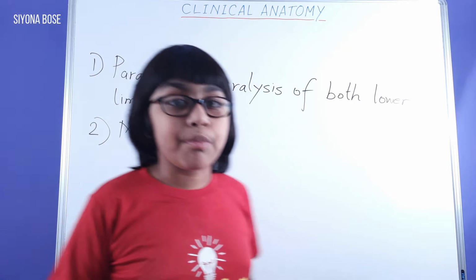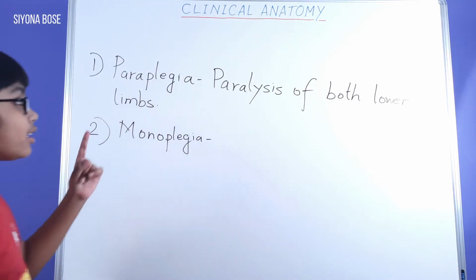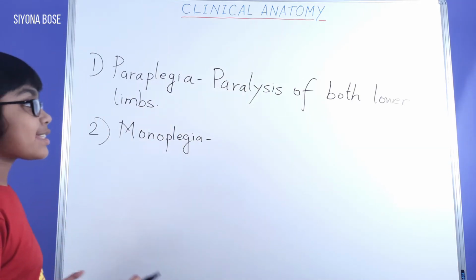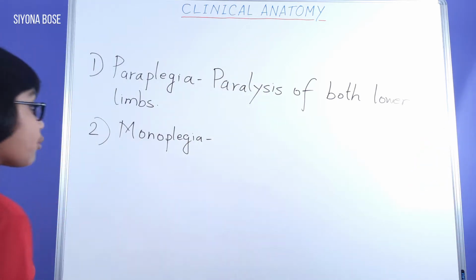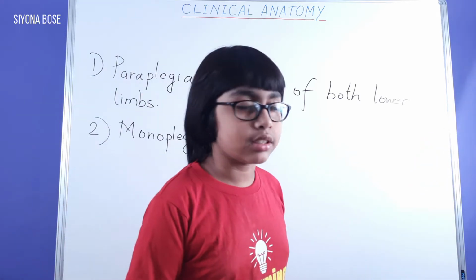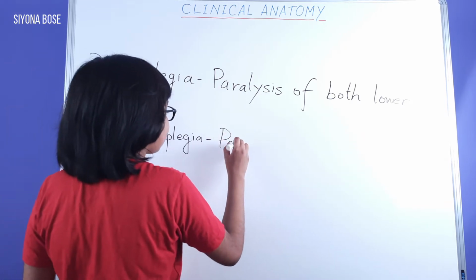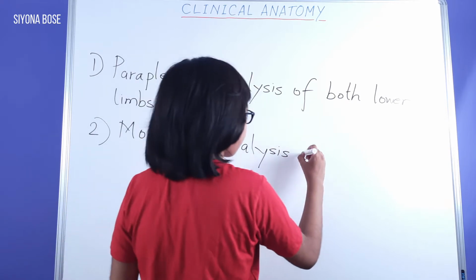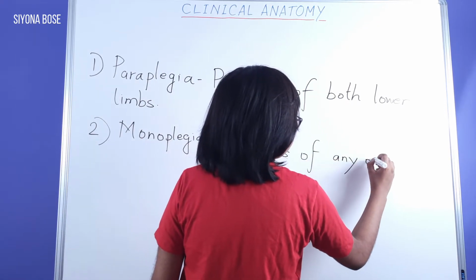The prefix mono itself suggests that there is just one involved here, and yes, it is paralysis of any one of the limbs, be it this arm, that arm, or any of the lower limbs. That is monoplegia. Paralysis of any one limb.